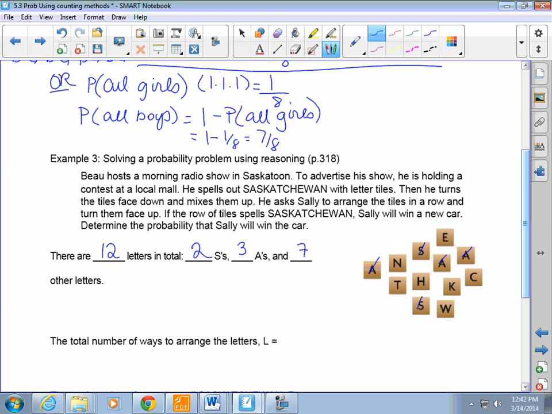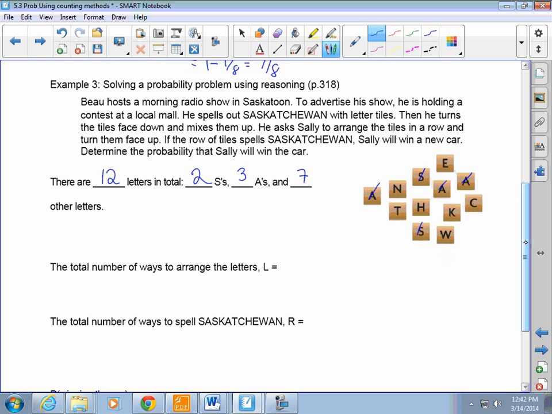So our total number of ways of arranging these, because we're not picking them one at a time, we're picking them all at a time, then what we're looking at is, okay, we have 12 tiles in total. That's how many we can select, but we have 2 S's that repeat and 3 A's that repeat. We don't need the 7 there, that's just our other letters. So our total number of possible arrangements over our repeats equals 39,916,800.